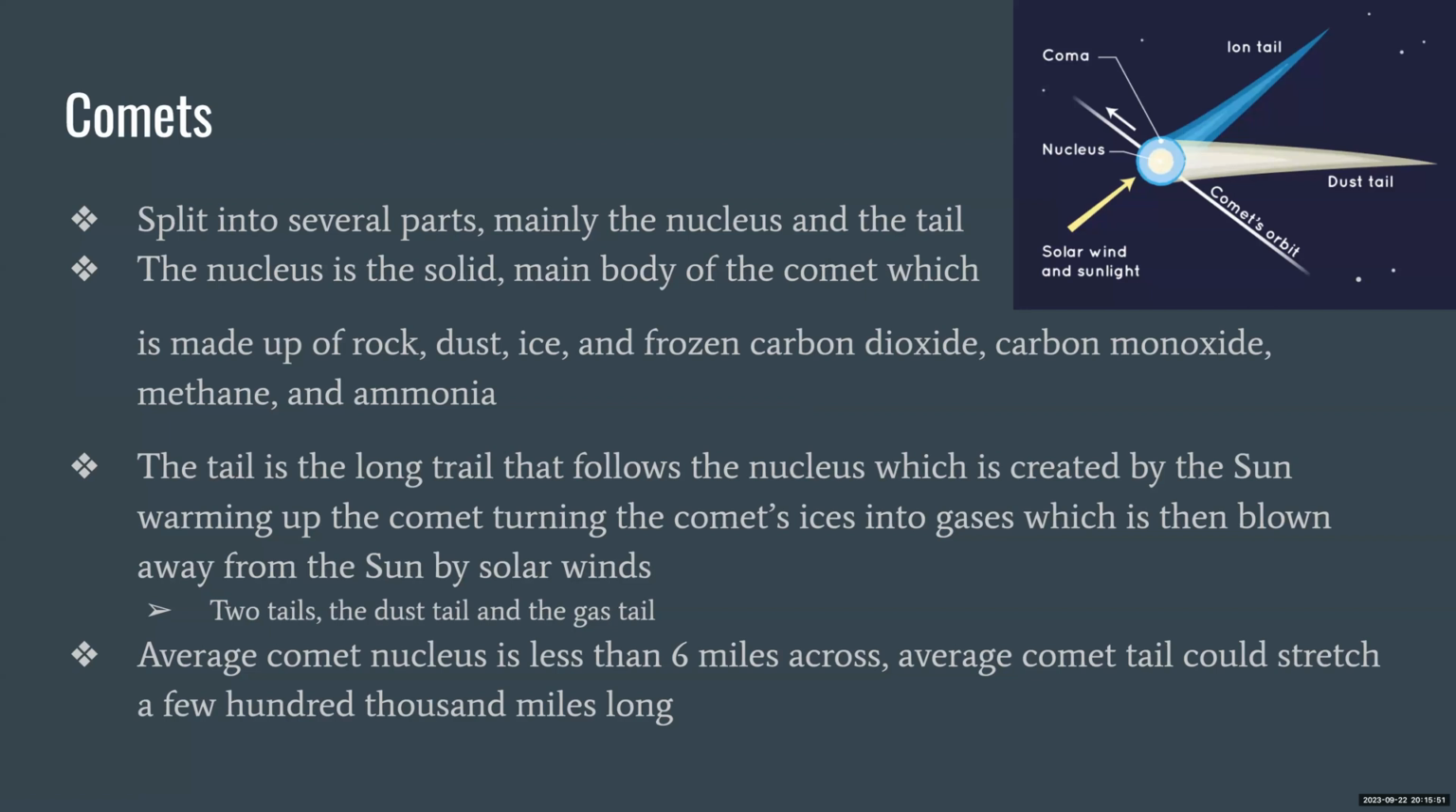While the tail is basically just a long trail that follows the nucleus. It's created by the sun warming up the comet, which turns the comet's ices into gases, which are then blown away from the sun by solar winds. There's also two tails, the dust tail and the gas tail. The average comet nucleus is less than 6 miles across, while the average comet tail could stretch a few 100,000 miles long.